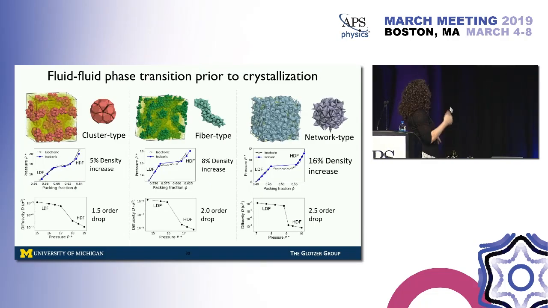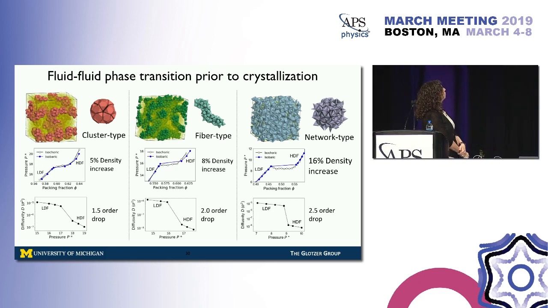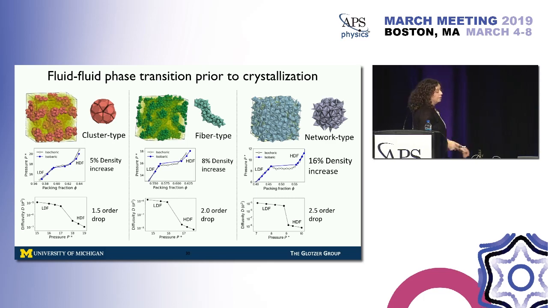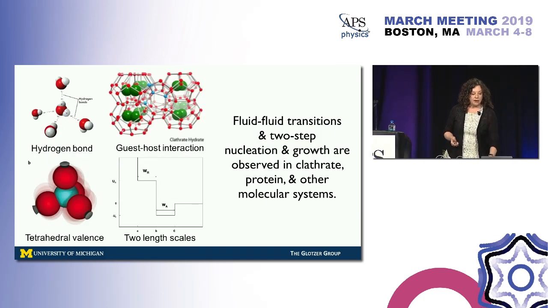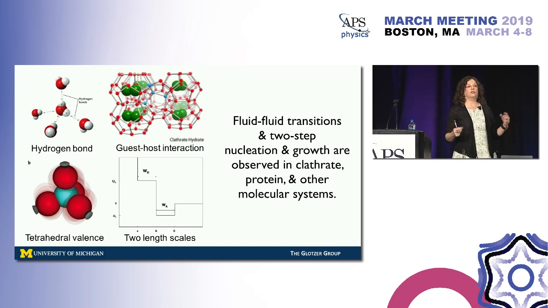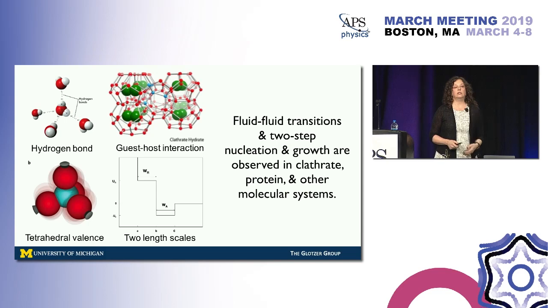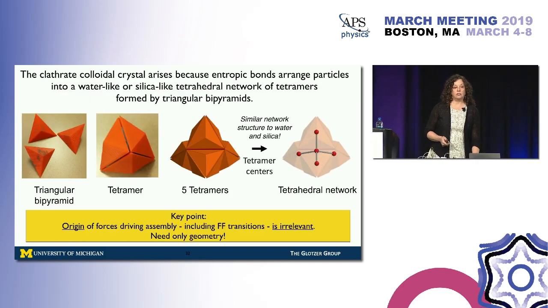And in all of these cases, we can calculate equations of state. We could do it in isochoric or isobaric conditions. And in every case, we find a very nice first order phase transition, where the strength of the phase transition increases with the increasing dimensionality of this pre-nucleation motif that we see emerging in these fluids. Now, fluid-fluid transitions and two-step nucleation and growth are observed in real clathrate systems, molecular clathrates in proteins and other molecular systems.